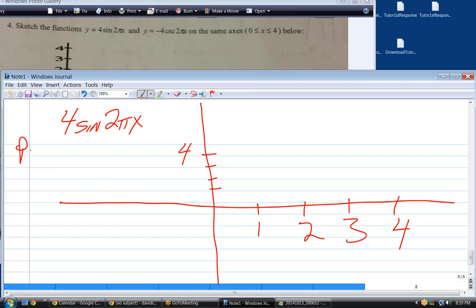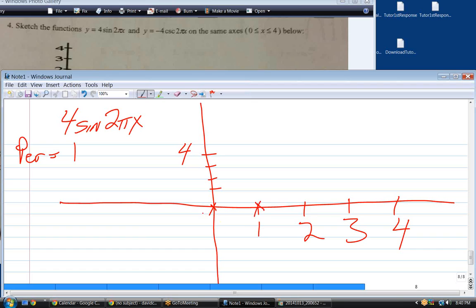Okay. And it'll start at 0, 0 because it's sine. And since it's positive, it'll start up. Where does it end? Where does one period of it end? At 4. No, you just said what the period was. Yeah, at 1. Okay, so it's got to end there.